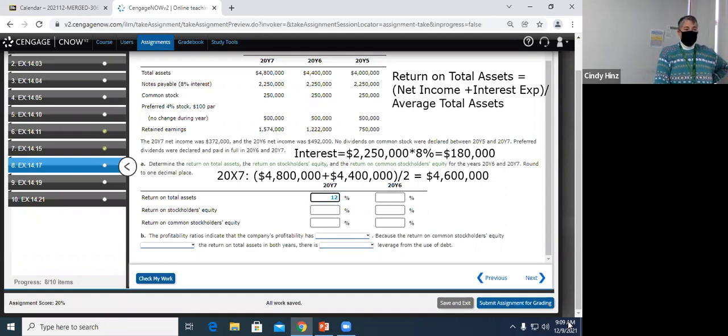Any questions on return on total assets? As long as we have that formula on the screen, go ahead and do the calculation for 2016 on your own.